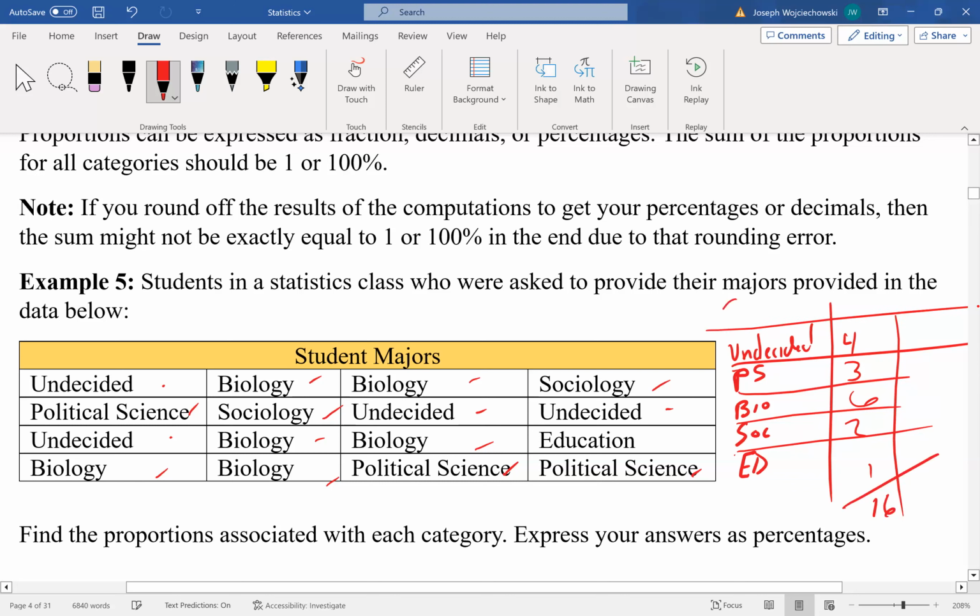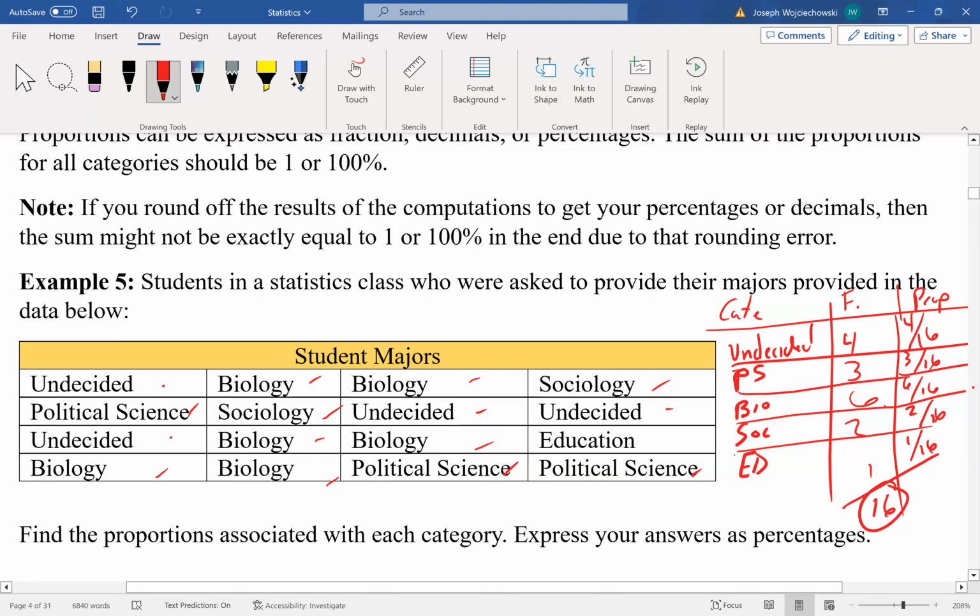All right, this was the category, this was the frequency, and this is the proportion. So it is simply 4 over 16, 3 over 16, 6 over 16, 2 over 16, and 1 over 16. That would be our proportions. The frequency over the total.